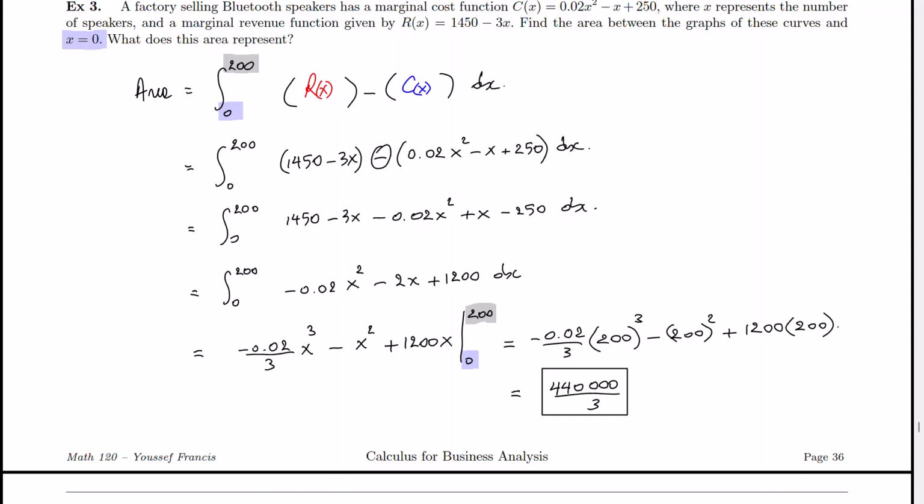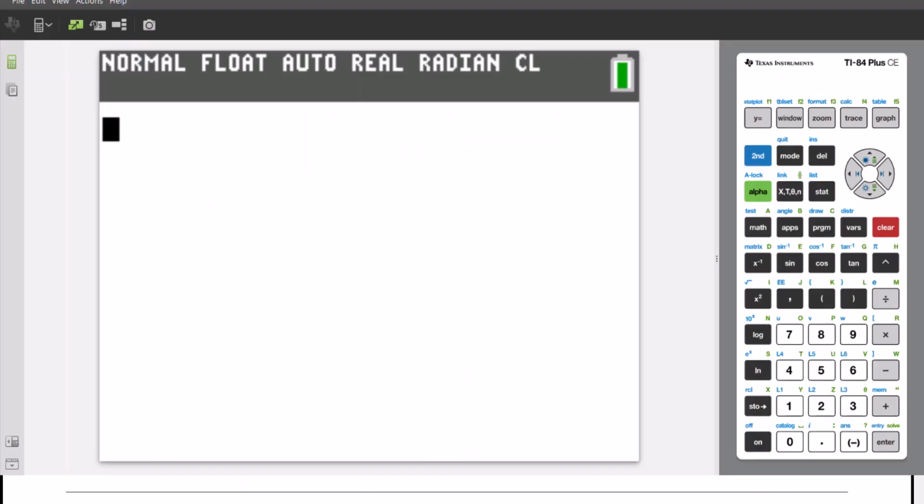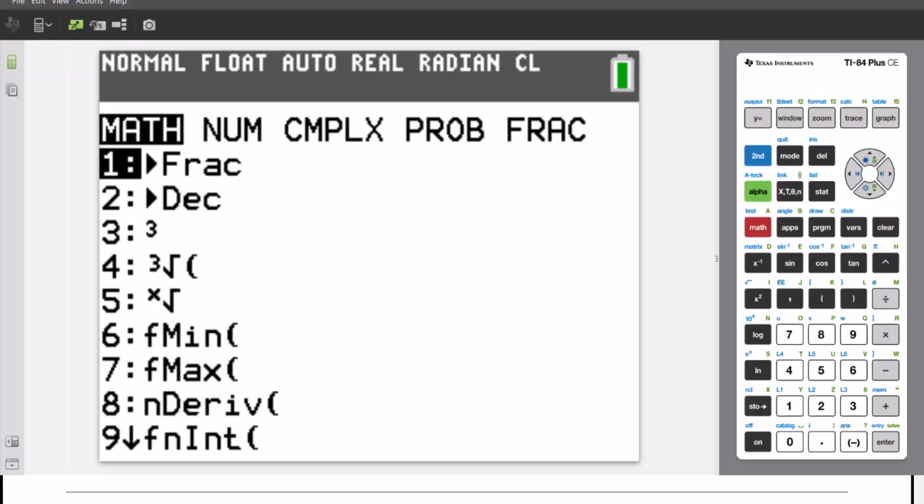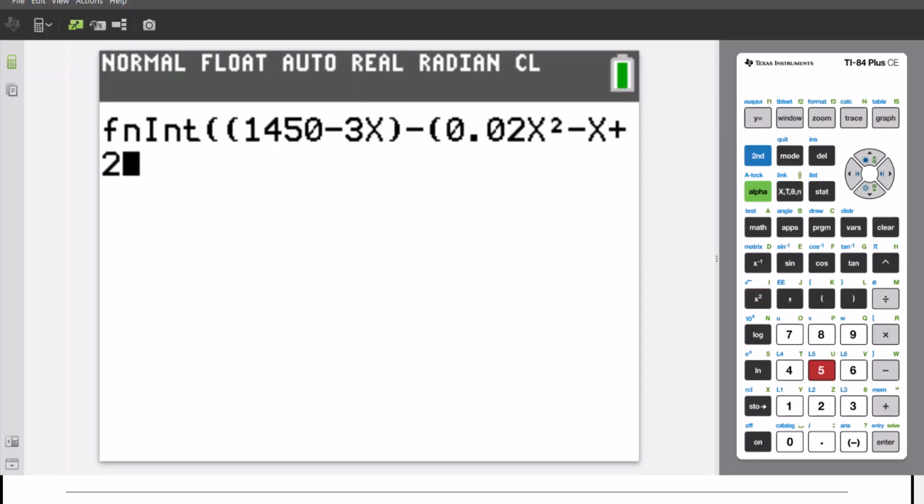And before we wrap this section up, let's go ahead and type this whole thing into our calculator and see if we actually did the problem correctly. So to do that, we'll go to the main screen of our calculator, click Math, then option number 9, and we'll type in all the expressions as given. So 1450 minus the 3x was the upper function. Then we subtract the lower function, which is 0.02 x squared minus x plus the 250.